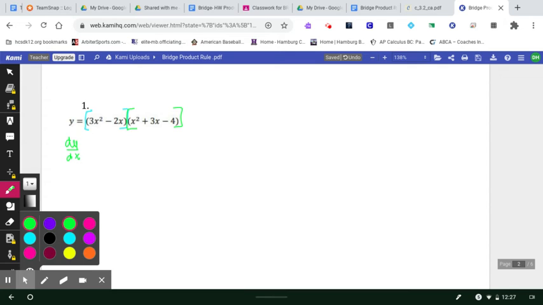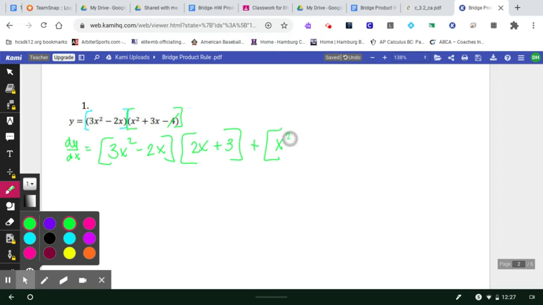I'm just going to rewrite my first term times the derivative of the second. So I'm just applying the power rule. So x squared becomes 2x plus 3. That becomes a constant. First times the derivative of the second plus the second.